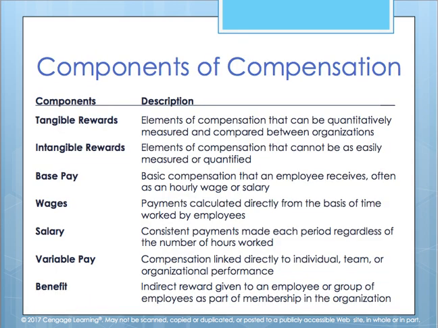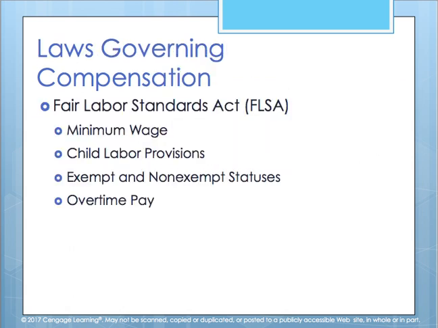Now, some other components to look at would be our base pay, which is your basic compensation, hourly wage or salary. Our wages are calculated from the basis of time that we work. Our salary are the consistent payments made each period, regardless of number of hours you work. Variable pay is always linked directly to you, your team, or the organization's performance. And then benefits are the indirect rewards that you can receive as part of membership in an organization.